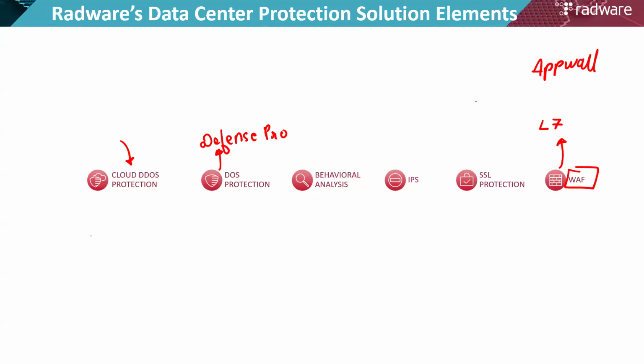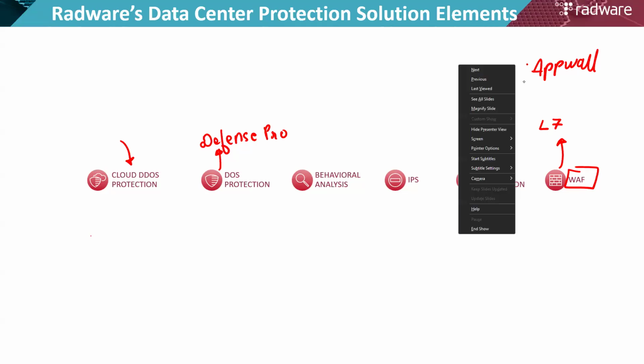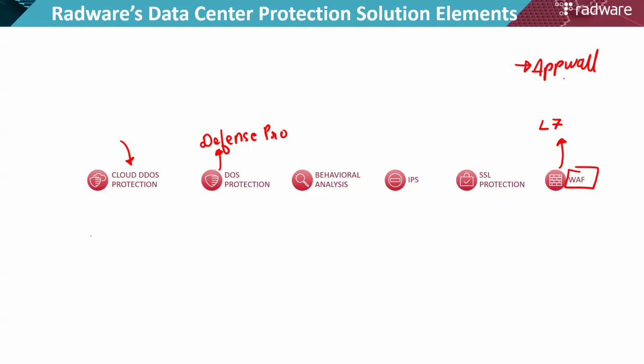So the web application firewall is known as AppWall. This can be a physical device or a cloud device as well. It can be hosted on the cloud or it can be integrated with the Alteon device. If you want to protect against layer 7 attacks, which are primarily web attacks, those can be protected with the help of a web application firewall, which is known as AppWall or CloudWAF.